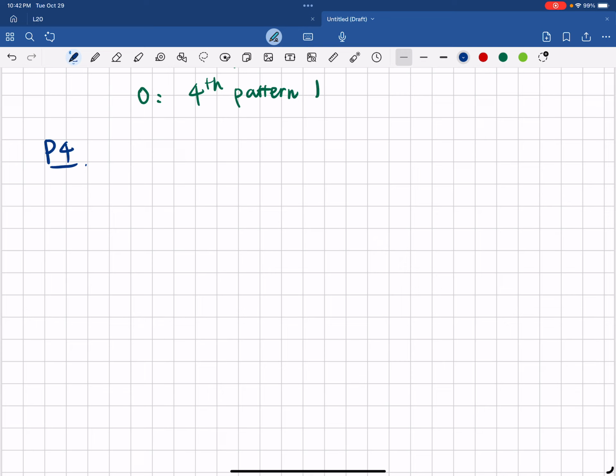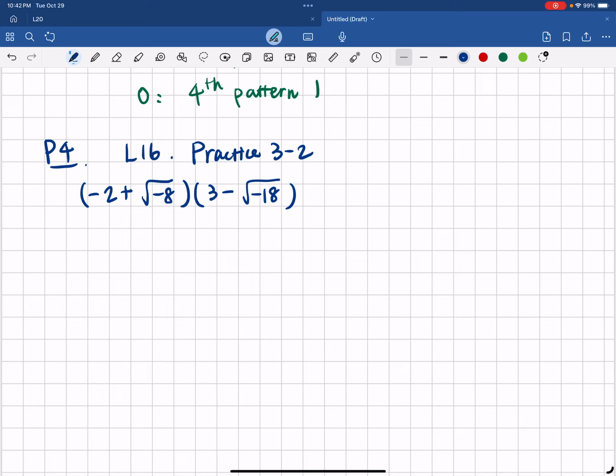Problem number 4 comes from L16 again. This time it's practice 3-2. Let's write down this problem. This one is -2 plus square root of -8 times 3 minus square root of -18. Okay, this is a FOIL problem.